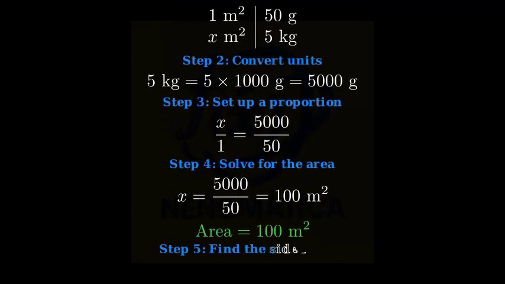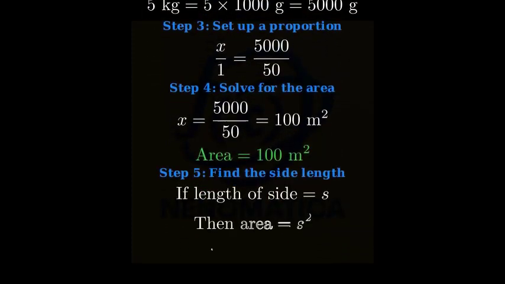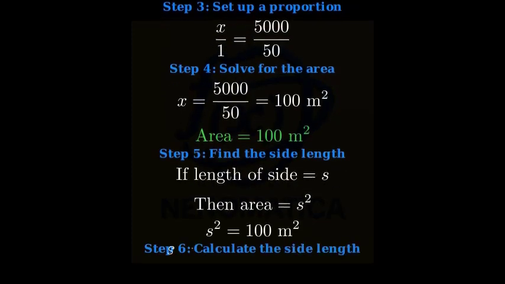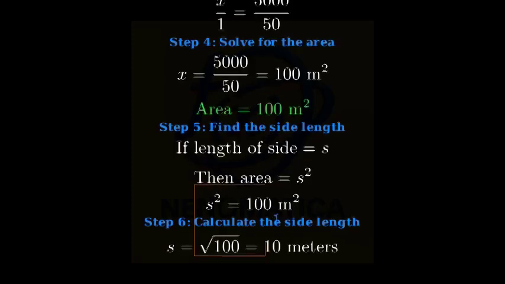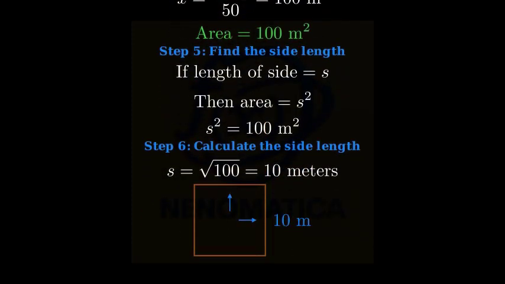Since we know the land is a square, we can find the side length. For a square, the area equals the side length squared. If we call the side length s, we have s squared equals 100 square meters. To find the side length, we need to take the square root of the area. The square root of 100 is 10, so the side length is 10 meters.